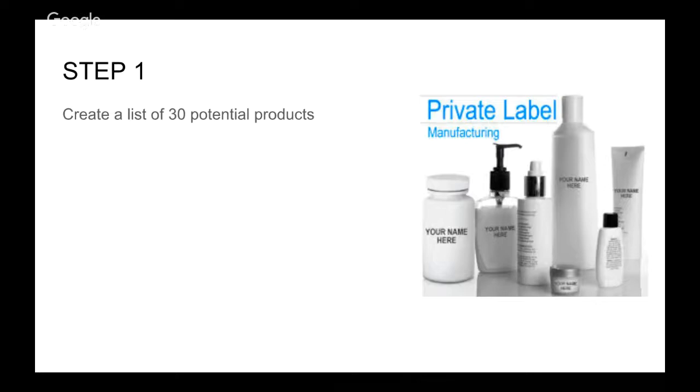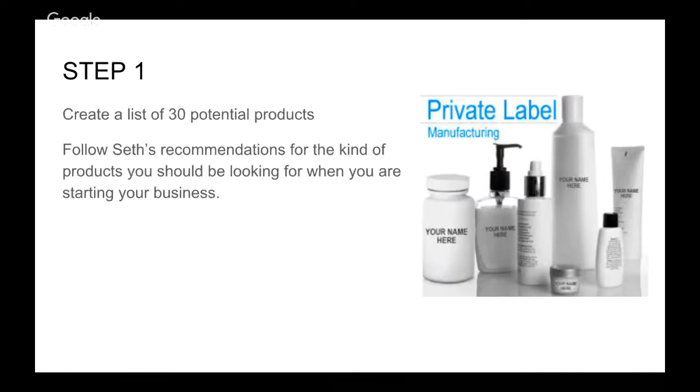So my goal is to find 30 potential products at the most. I try to stay between 20 and 25, and I do it following all of Seth's recommendations for the kind of products that I'm looking for. At the beginning, the recommendation that Seth gives in the training, I think it's a good recommendation, especially for people that are starting their business. You don't want to get into issues with FDA certifications. You don't want to get something very big or too heavy. You don't want to get things that have too many moving parts.